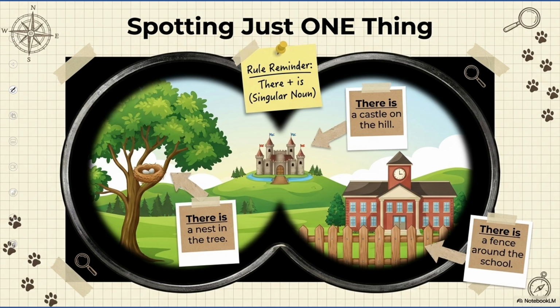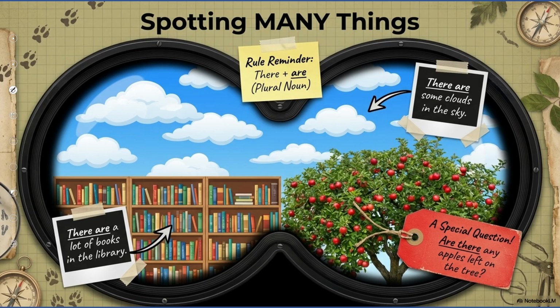So now let's look at it. There is a castle on the hill. As it is one, that's why we have used is. There is a fence around the school. There is only one fence. That's why it is. There is a nest in the tree. So always be careful. If the noun is singular, use is, and if the noun is plural, use are. For example, there are a lot of books and there are some clouds in the sky.